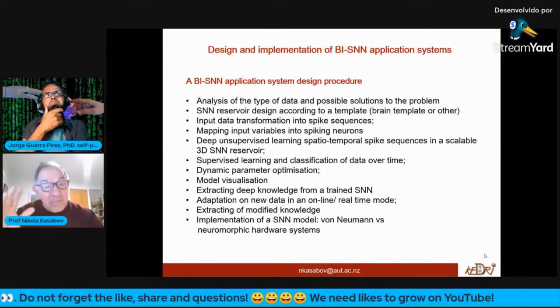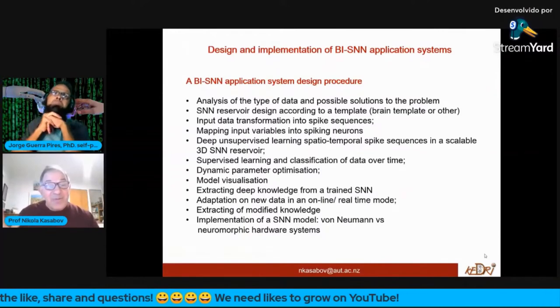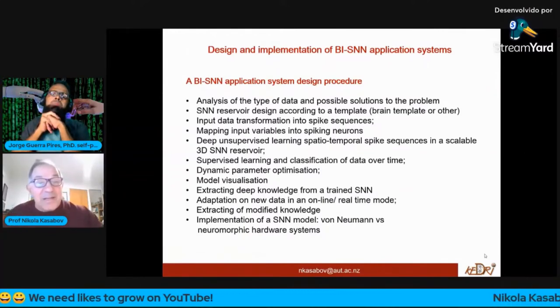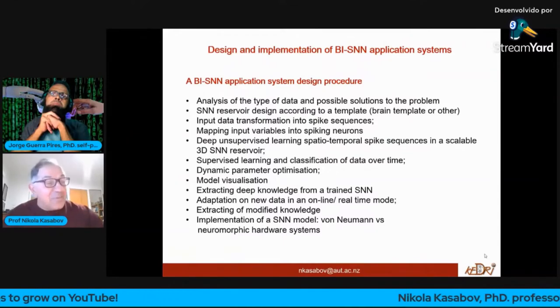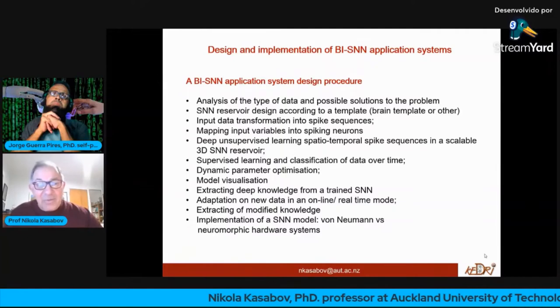Well, the brain was designed through evolution over many millions of years. Now we can probably design a system that is brain-inspired within a few hours, but that is due to the technology. Next slide.